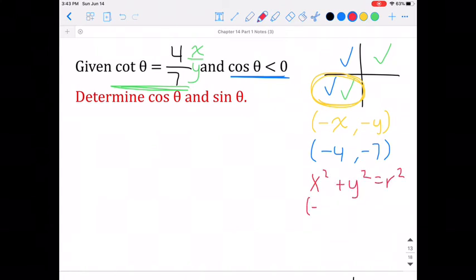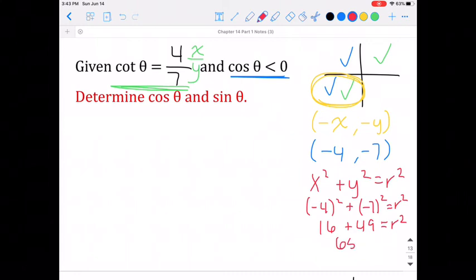So we have negative 4 squared plus negative 7 squared equals r squared. So 16 plus 49 equals r squared. 16 plus 49 gives us 65 equals r squared. Take the square root of both sides, and r is going to be equal to radical 65, or the square root of 65. Again, your r value cannot be negative, so that has to stay positive.